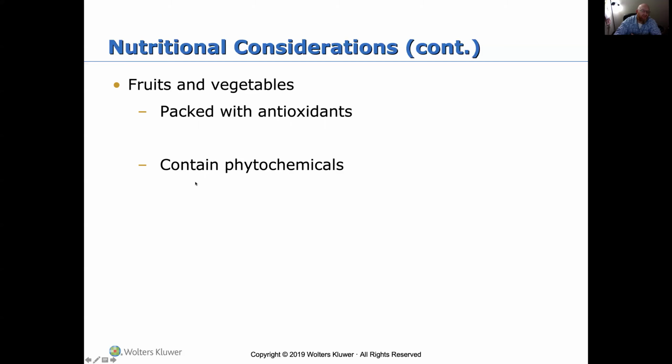Fruits and vegetables are packed with antioxidants, which are things that fight off mutations in the body, kind of. Antioxidants are kind of anti-cancer specialists, is what I think of when I think antioxidants. They also contain phytochemicals, which are things that help your body to be healthy as well.